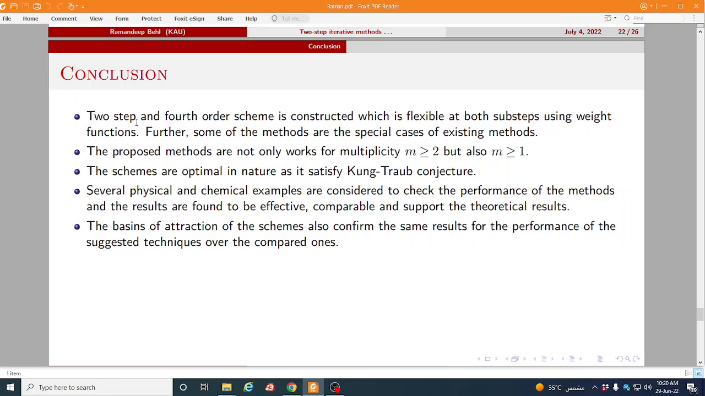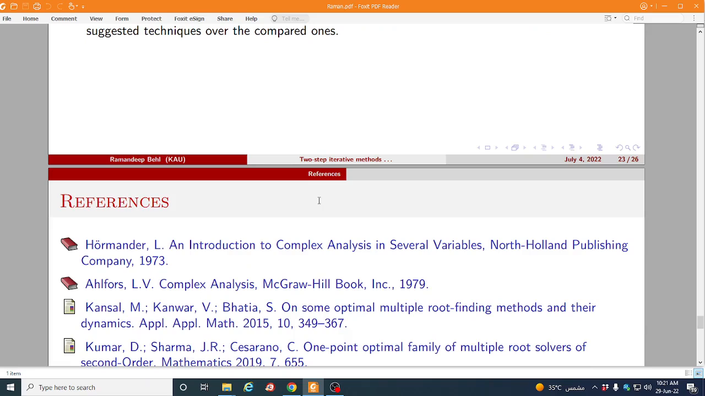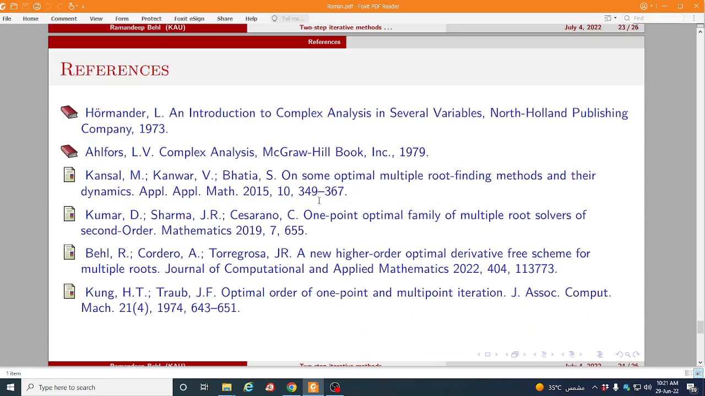Next, we also present several physical and chemical examples; for more details you can see our paper. Here we have given only 2 examples and we found that the results are quite effective, comparable and support the theoretical result. At last, the basin of attraction of our scheme also confirms the same result for the performance of the suggested techniques compared to the existing ones. So these are the references.